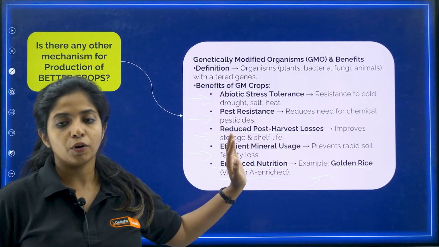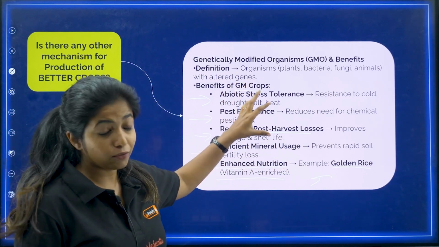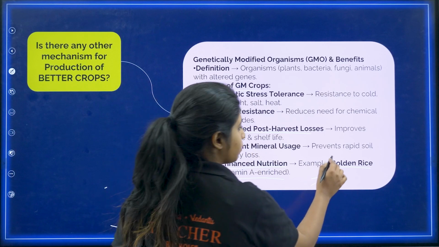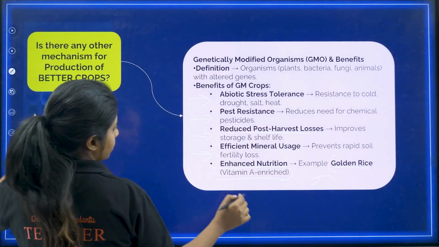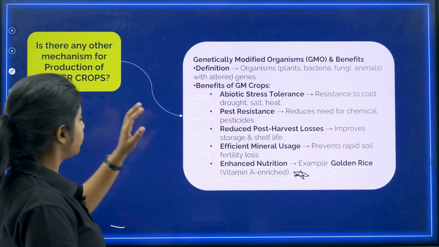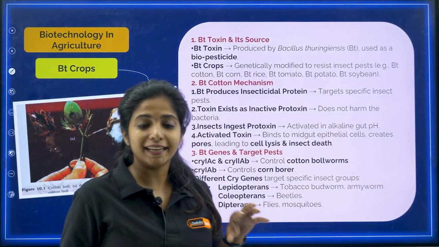Then came what? Genetically modified crops, the advantages of which are over here. One very important example is also being put up over here, that is golden rice. Cool. Now we will see other examples of biotechnology in agriculture.